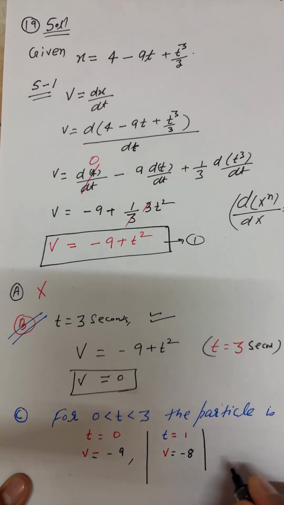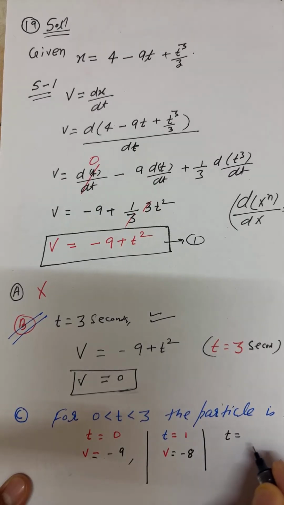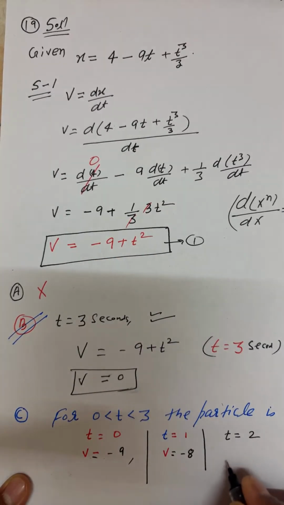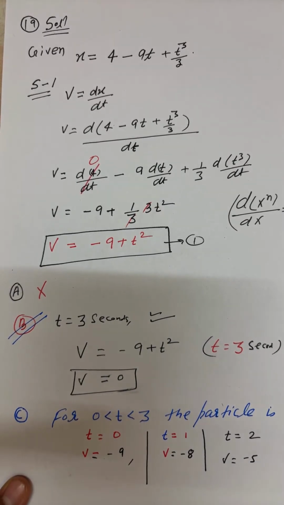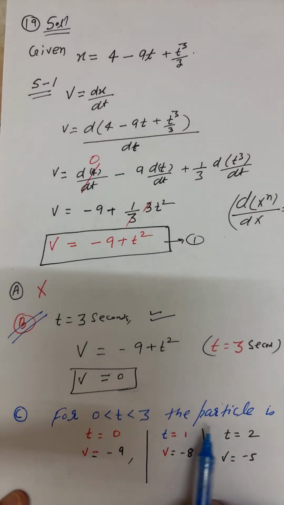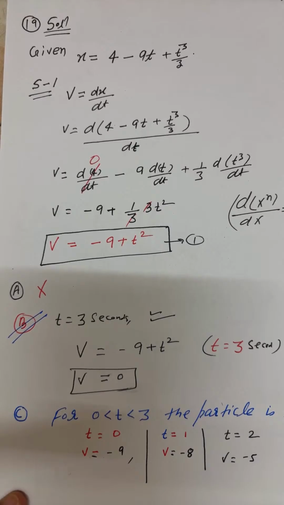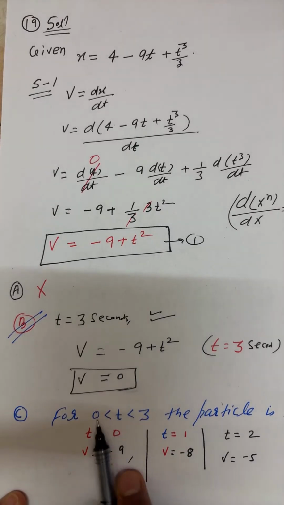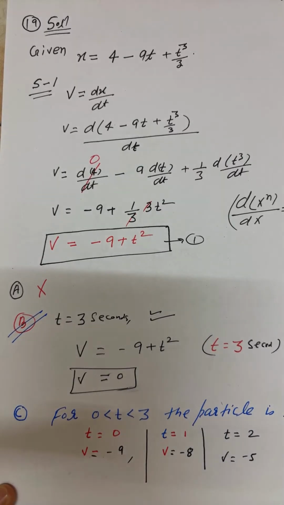Next, let us suppose t equals 2. So 9 minus 4, velocity equals minus 5. So for this question, option C is also correct: for t greater than 0 and less than 3, the particle is slowing down. Absolutely correct. So options B and C are correct.